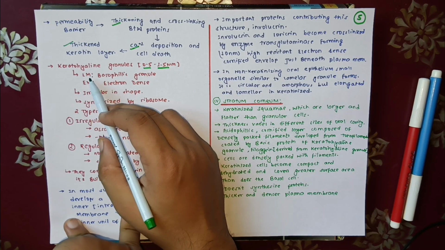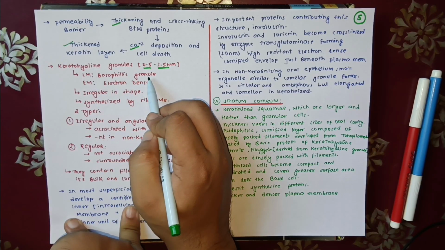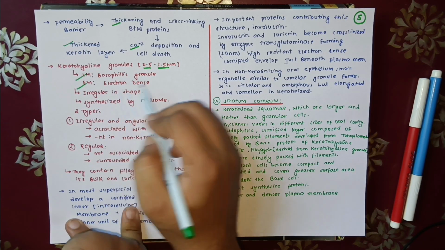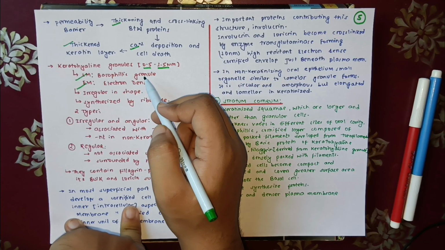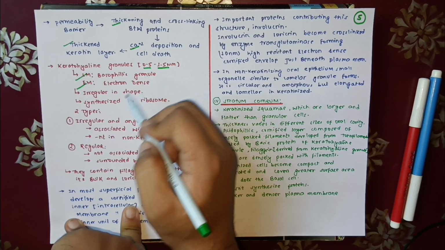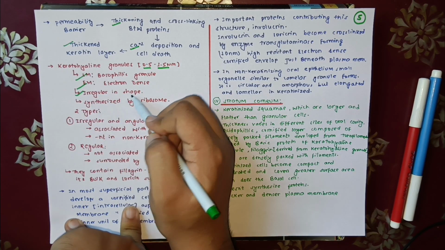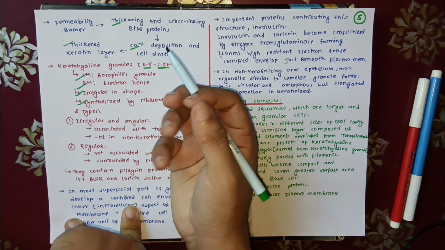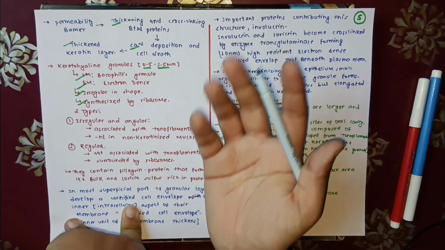In light microscopy, we call it a basophilic granule, and in electron microscopy, we call it electron dense. Those are MCQ questions; they can ask you in the MCQs. After that, they are irregular in shape and synthesized by the ribosome. These granules mostly contain proteins, and the proteins are secreted by the ribosomes.